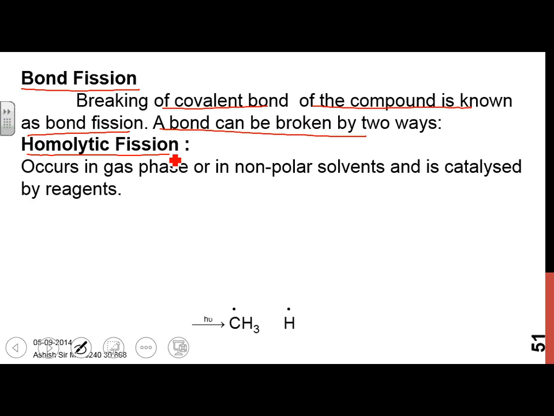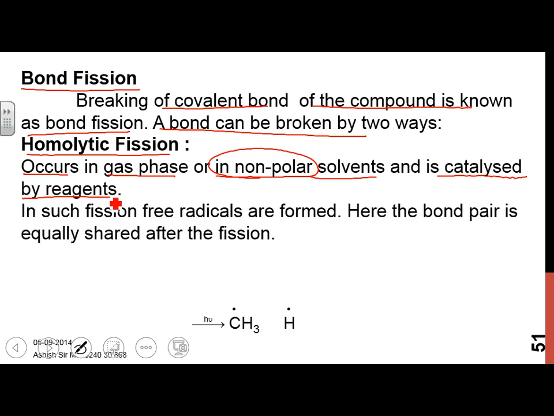But first of all, let us understand what homolytic is. Normally it occurs in the gas phase or in non-polar solvents. The compound has to be a non-polar compound. And normally, to break the bond, we require a catalyst or certain reagents. In such a fission, free radicals are formed. I'll explain what a free radical is, but before that, let me explain this.